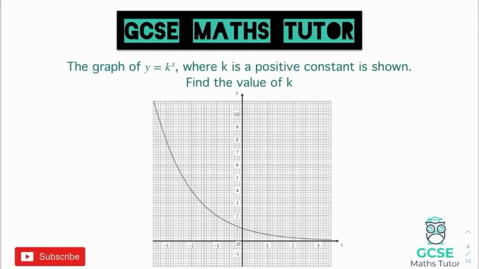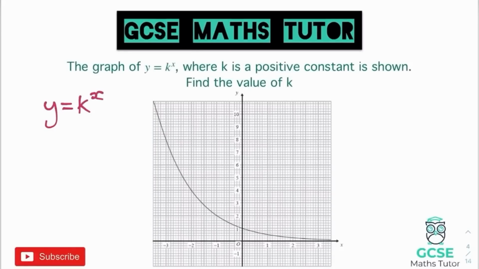It says the graph of y equals k to the power of x, where k is a positive constant, is shown. Find the value of k. Now that word constant just means that it is not necessarily a whole number, it could be a fraction as well. So when we're having a look at this, we just need to figure out how we're going to approach it. So we know it's going to be y equals k to the power of something, and we can always write that down just to remind ourselves of that. Y equals k to the power of x.